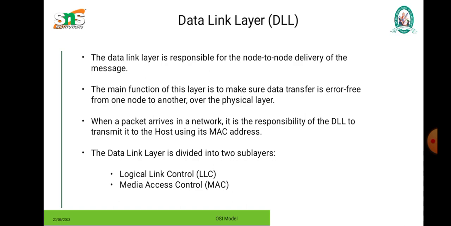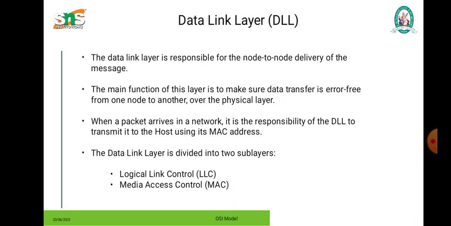The next one is the data link layer, called the DLL, and the data link layer is responsible for the node to node delivery of the message. The main function is to make sure data transfer is error free from one node to another over the physical layer. When a packet arrives in a network, it is the responsibility of the DLL to transmit it to the host using its MAC address. MAC stands for media access control address. The data link layer is divided into 2 sublayers: logical link control, that is LLC, and second, media access control, that is MAC.